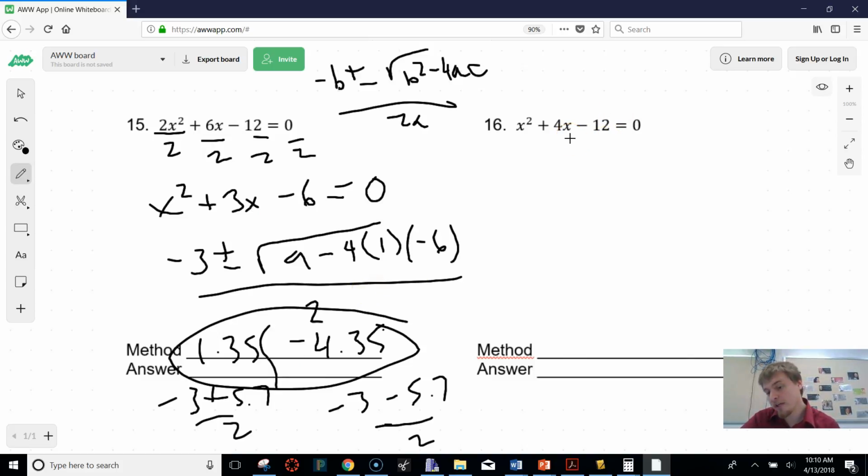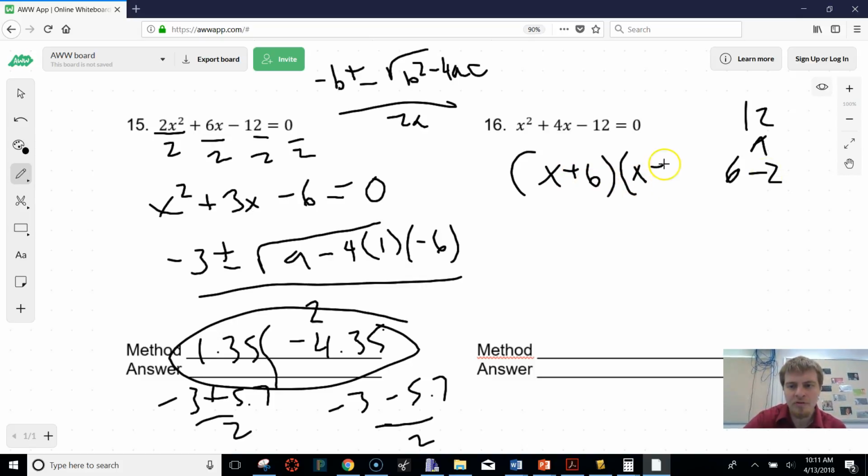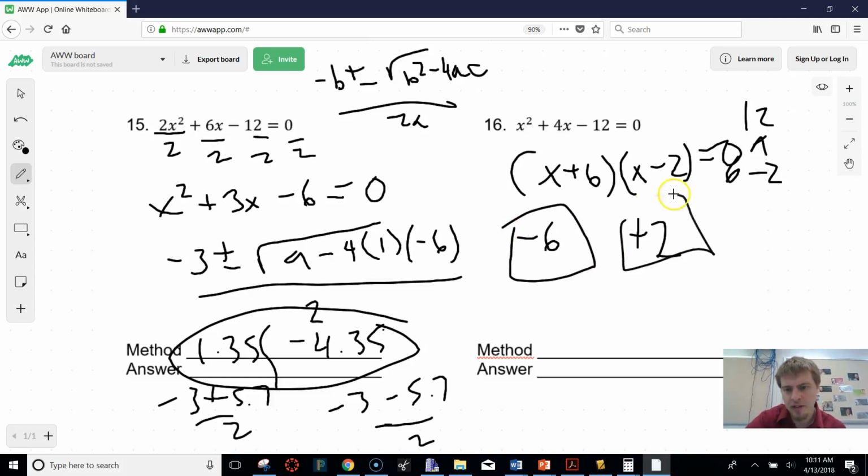Last one, we haven't used factoring yet, so this one should be easy. It should factor. And it does, because you can make 12 become 4 if you pick 6 and 2, and you make the 2 negative. So this factors like this. Since it's equal to 0, we need to make this equal to 0. Well, that would give us negative 6. That would give us positive 2. And this would be our answer. We use factoring.